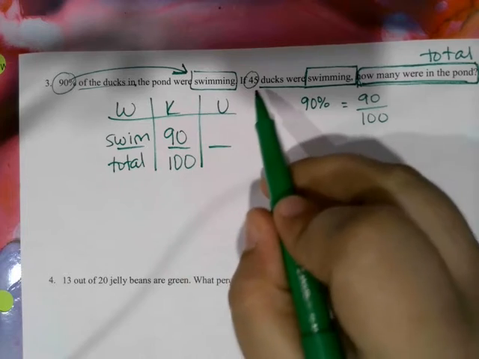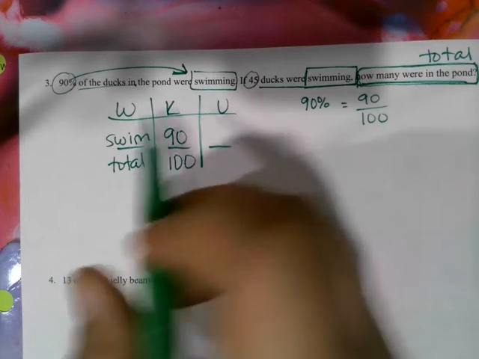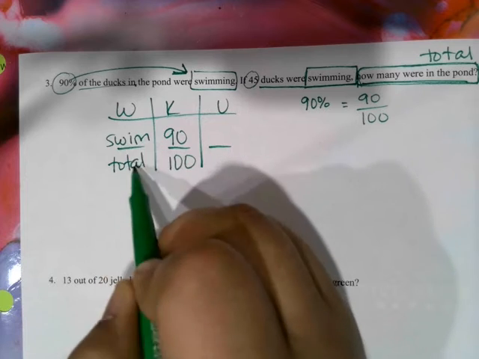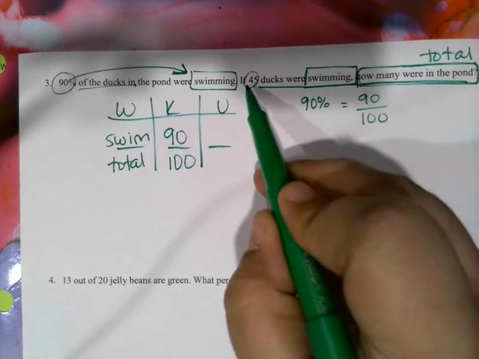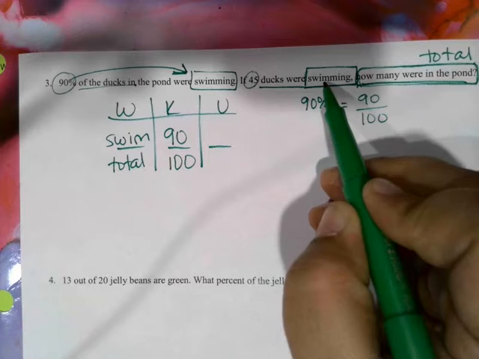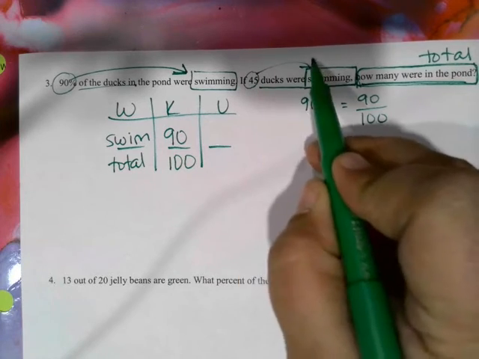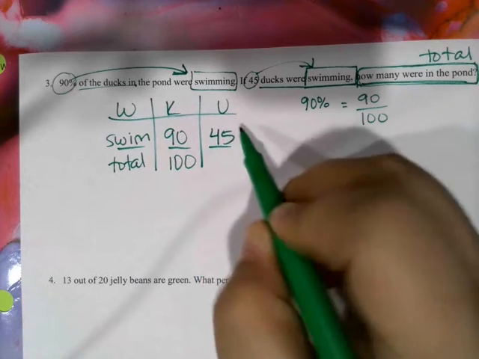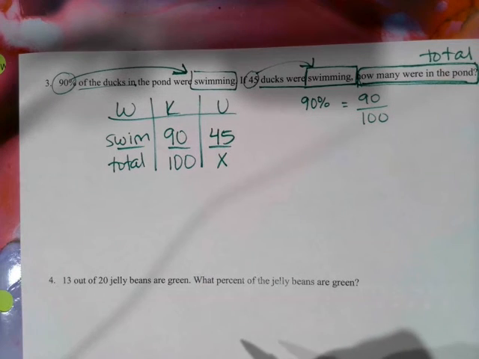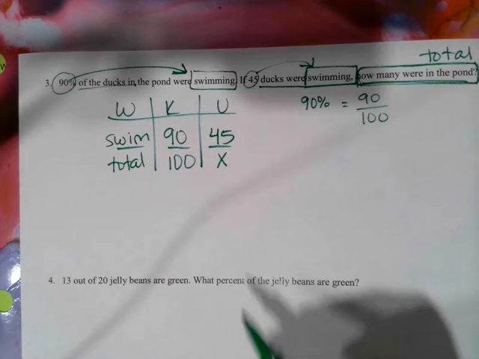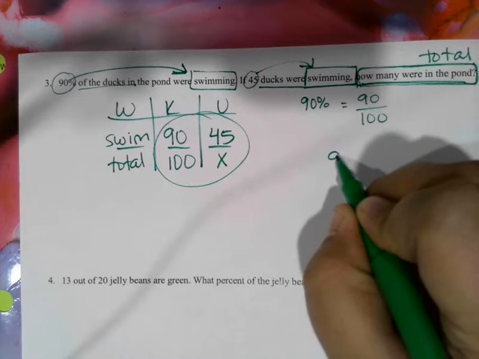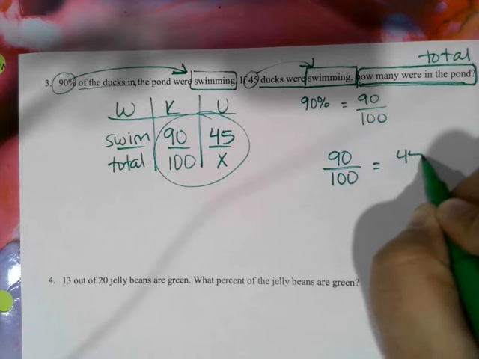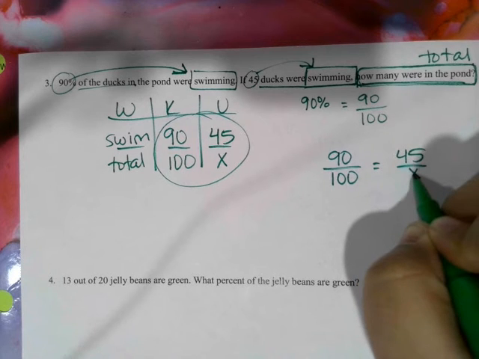And then we have one other number, 45, and we need to see, does it represent swimming or total ducks? If 45 ducks were swimming, so we know 45 were swimming, so it should go on top with swimming. And your X goes here. Let's pull out that proportion. 90 over 100 is equal to 45 over X.